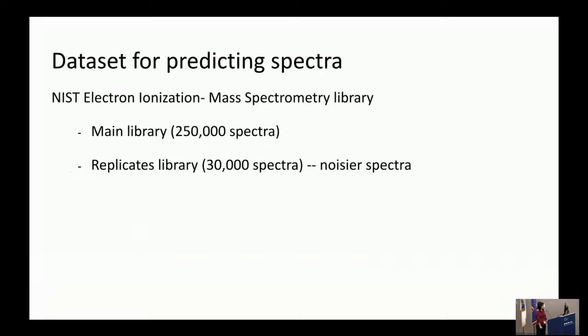So I want to take a moment here to talk about the data set for this prediction. We use the NIST library itself for the prediction task. There's about 250,000 spectra in that prediction task. And it also comes with this collection of 30,000 replicate spectra. These replicate spectra are interesting in that the spectra from these molecules were considered too noisy to be part of the main library collection. But that's just perfect for us because we consider them as a model for the spectra that you might receive from an actual query sample.